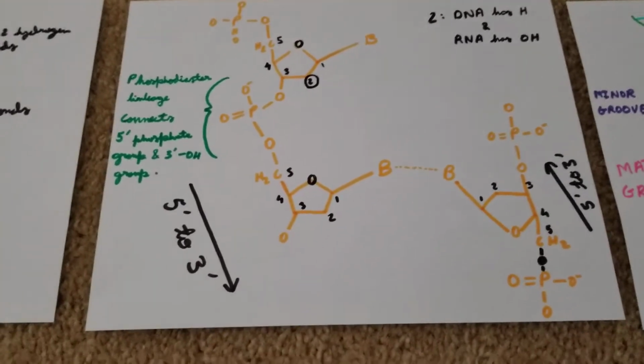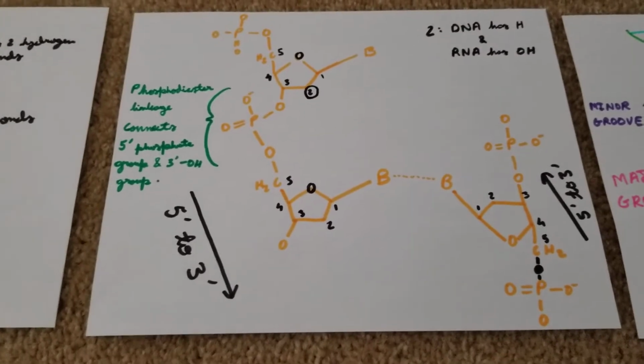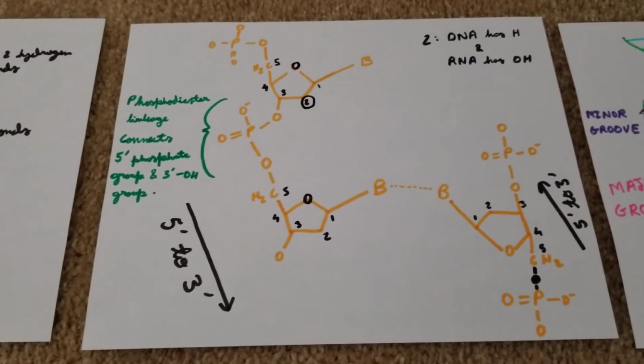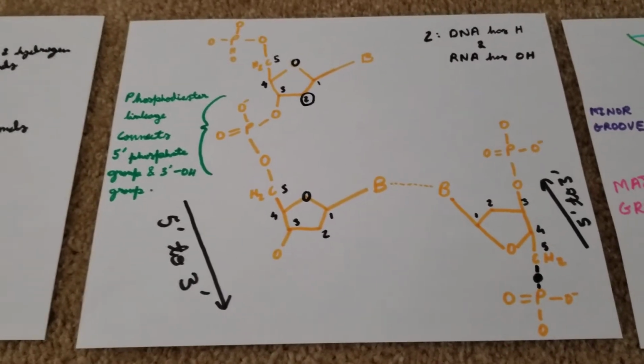The first carbon attaches to the base. The second carbon is where the OH would normally be on the RNA. The third carbon is where this connects to the next phosphate group. And the fifth is where the previous phosphate group attaches.